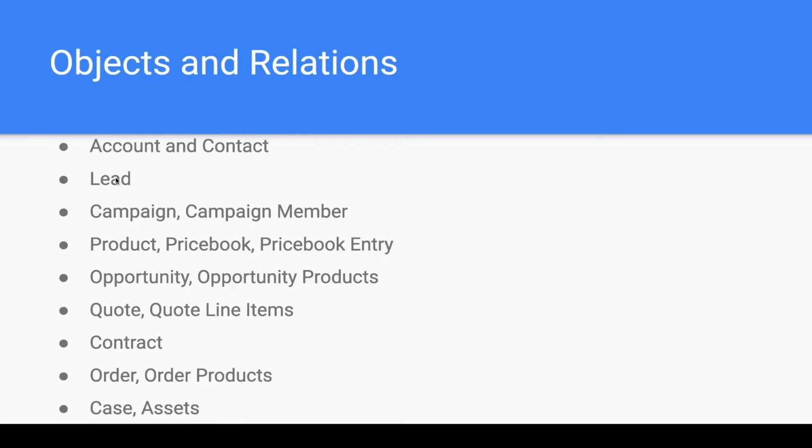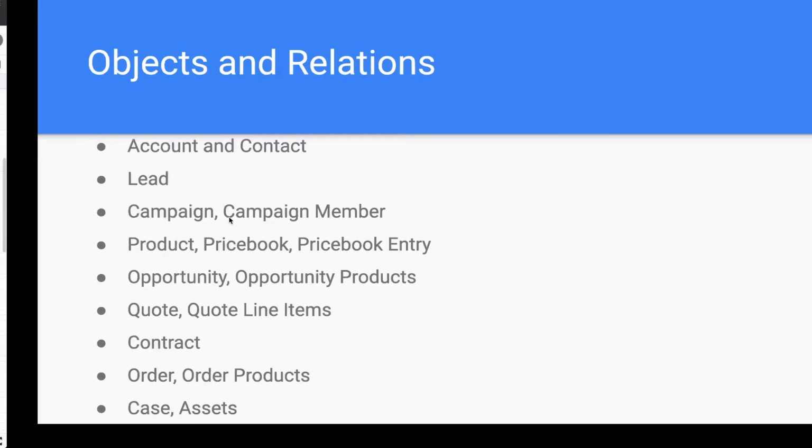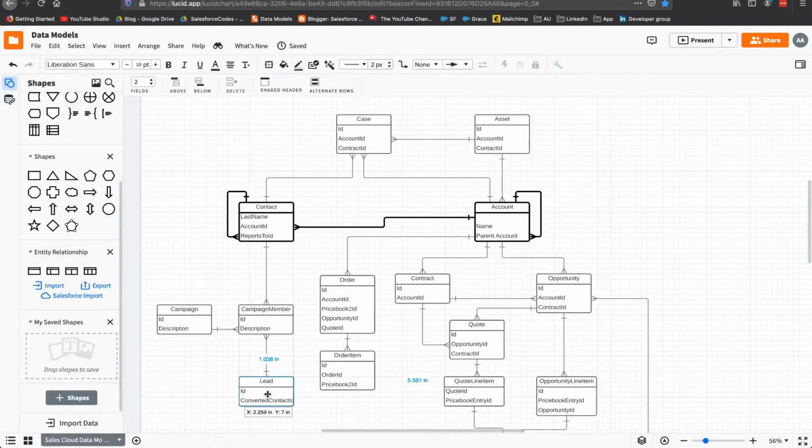Next one is lead. Let's see how lead is related to other objects. For the sake of Sales Cloud, we can say that it is kind of a standalone object here. This is the object we are talking about.